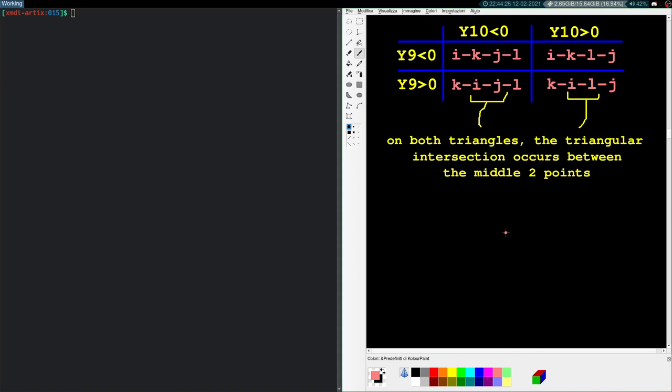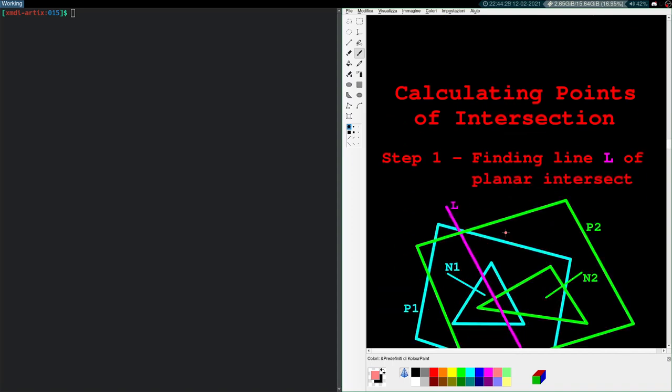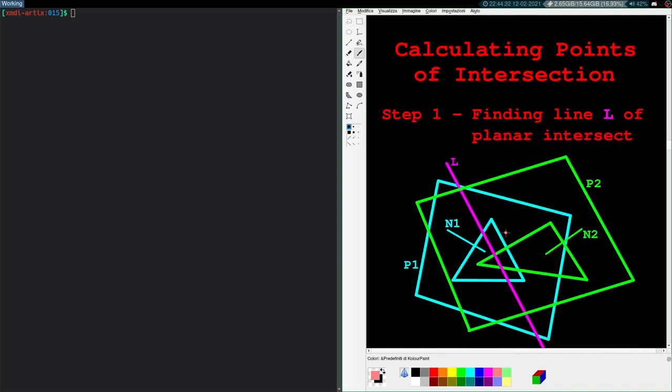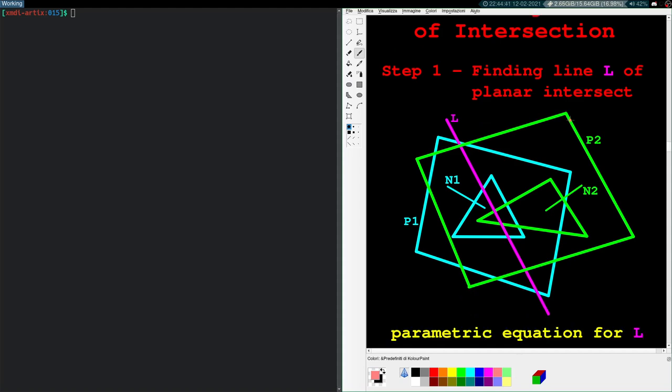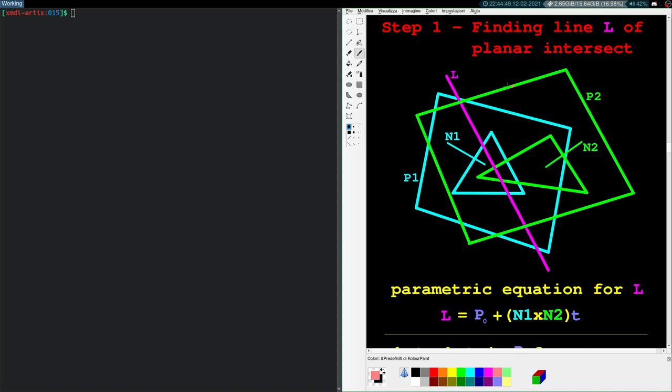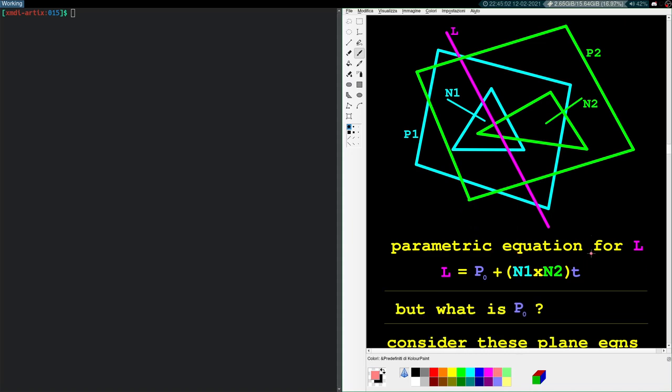We'll leave that for a second now. We'll go on to the actual calculations now. So if you want to calculate the points of intersection on line L, the first step is obviously to find line L of planar intersection. So if you have triangle T2 and T1 with their own normals, and then you have plane P2 and P1, they intersect along line L. So line L has this form. It is P0, which is some point on this line, plus N1 cross N2, that's the direction, times parameter T. So what is P0? That's actually not very easy to find.